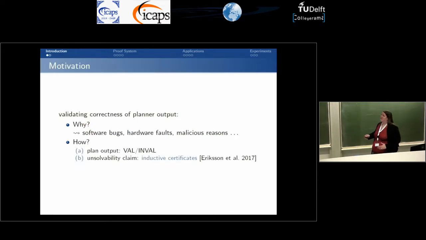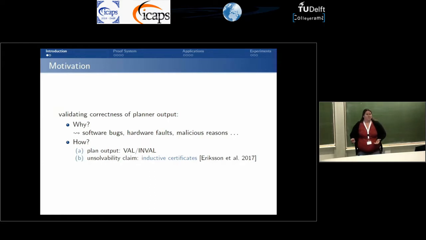So in general, it is desirable that we can verify if the output that the planner gives us is actually correct, because it might be incorrect for several reasons. One of the reasons I'm sure you're all familiar with is that software bugs always happen, but it can also happen that we have hardware faults, or maybe even malicious reasons might be behind it. So how can we validate this? If the planner gives us a plan, then we can just see if the plan is applicable and leads into a goal state, and we have tools for that like VAL and INVAL.